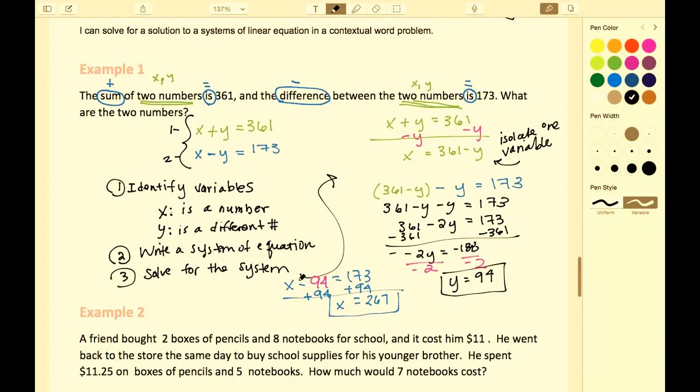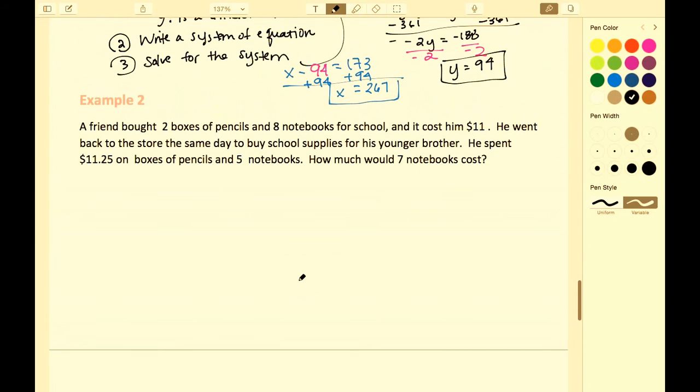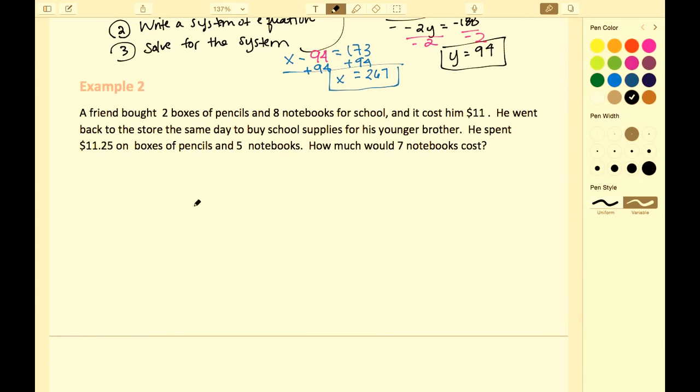Okay, the next problem is a little bit different. It has a little bit more context, and it says a friend bought 2 boxes of pencils and 8 notebooks for school, and it cost him $11. He went back to the store the same day to buy school supplies for his younger brother. He spent $11.25 on boxes of pencils and 5 notebooks. How much would 7 notebooks cost? Okay, so this is a lot of information.